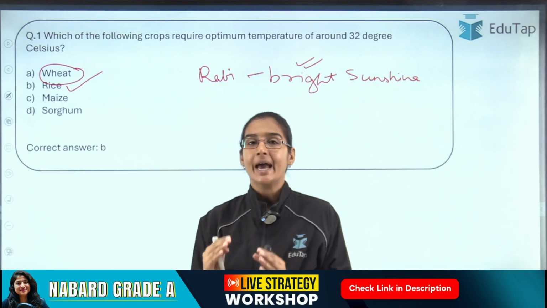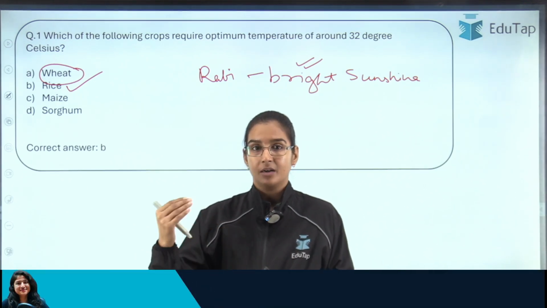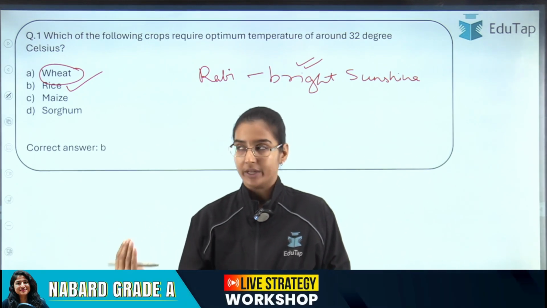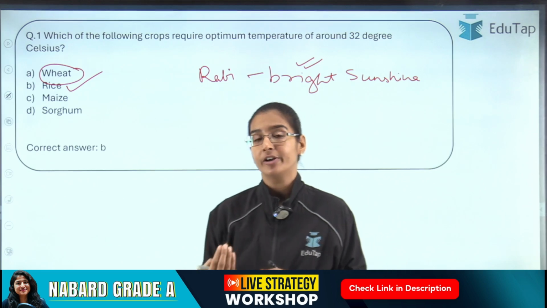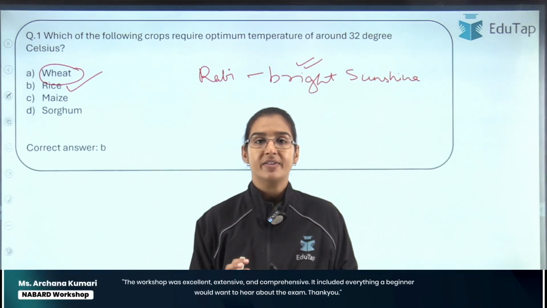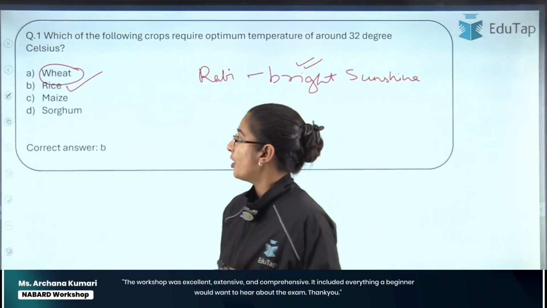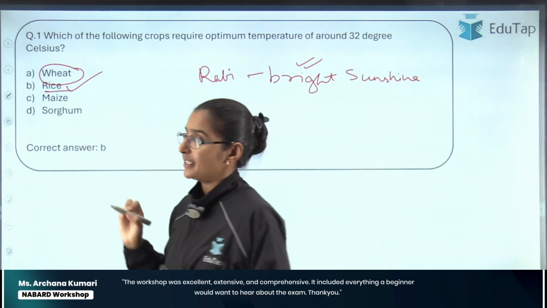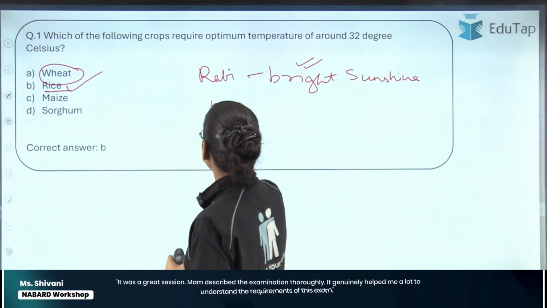However, the sowing happens at the time when the environmental temperature is cold. And as far as the rainfall and water requirement for wheat is concerned, it requires around 60 to 75 centimeter of rainfall. Now next we have rice. Rice is essentially a kharif crop.